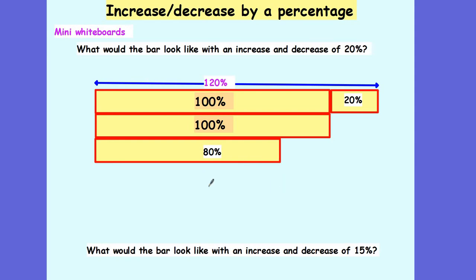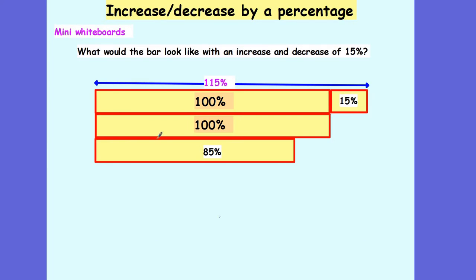Okay, one more question for you. Pause the video, and in your light blue books, can you do the same diagram showing an increase and a decrease of 15% for me? Pause the video and do that now. Splendid, so this should have been our answer. We should have got 115% for the increase and 85% for the decrease.